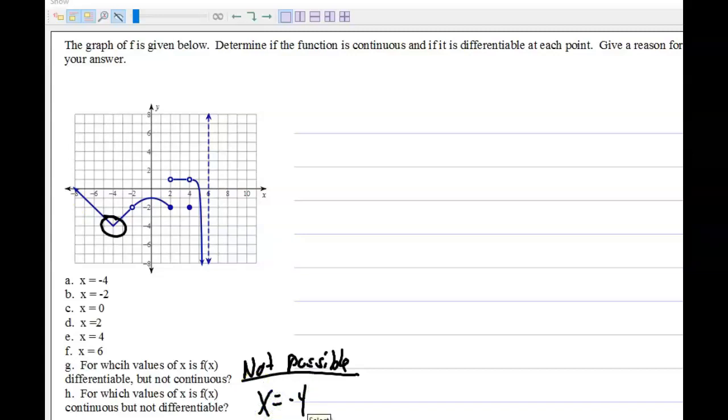There is another time when that could happen. It's not on this graph, but if you ever have a graph with a vertical tangent line, like right here, for instance, that's an undefined slope, but it's not a discontinuous point. So that would be another time when it is continuous but not differentiable. All right.